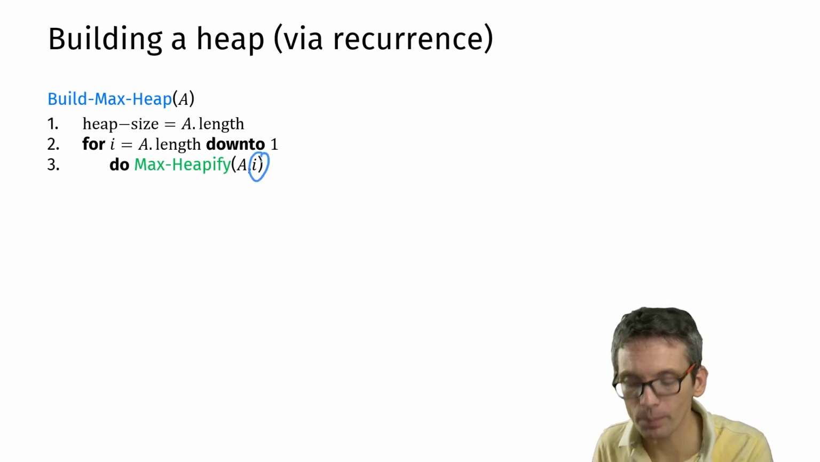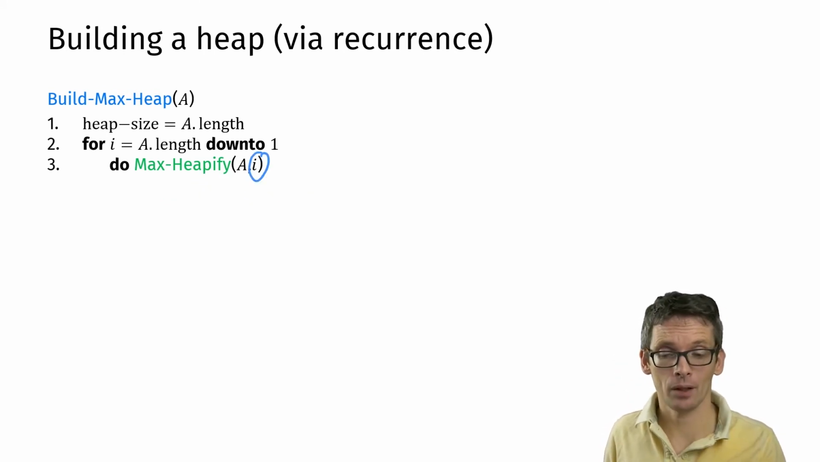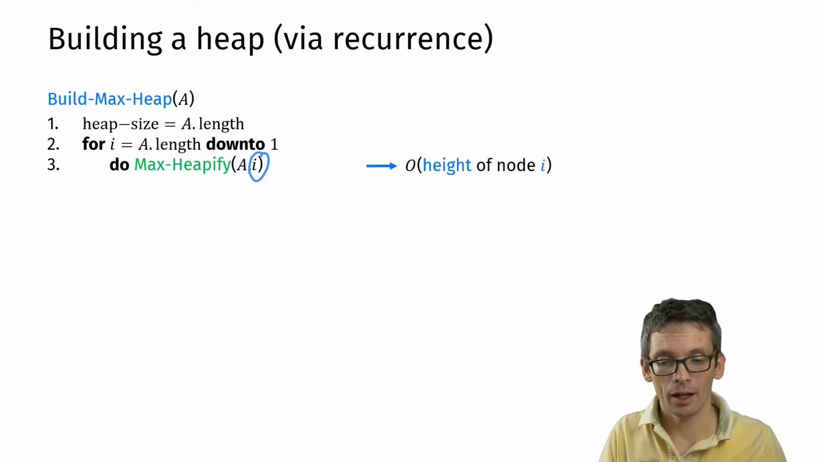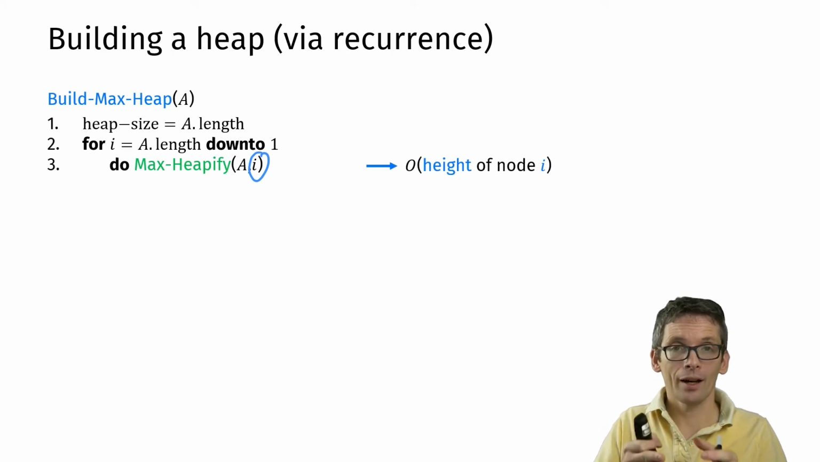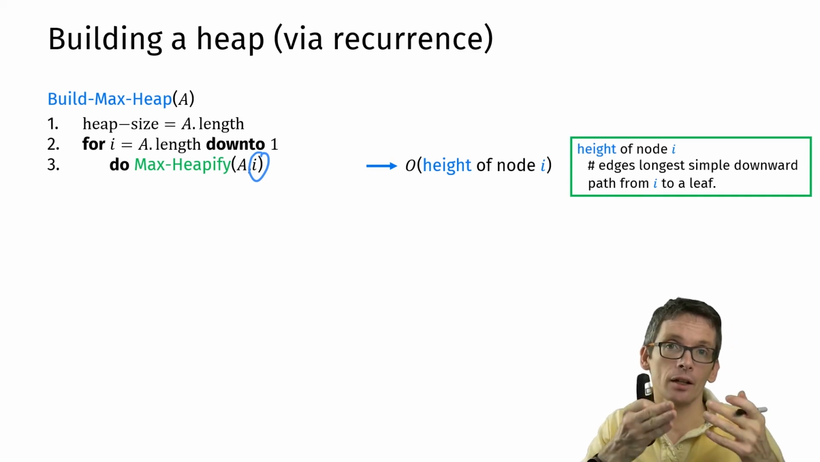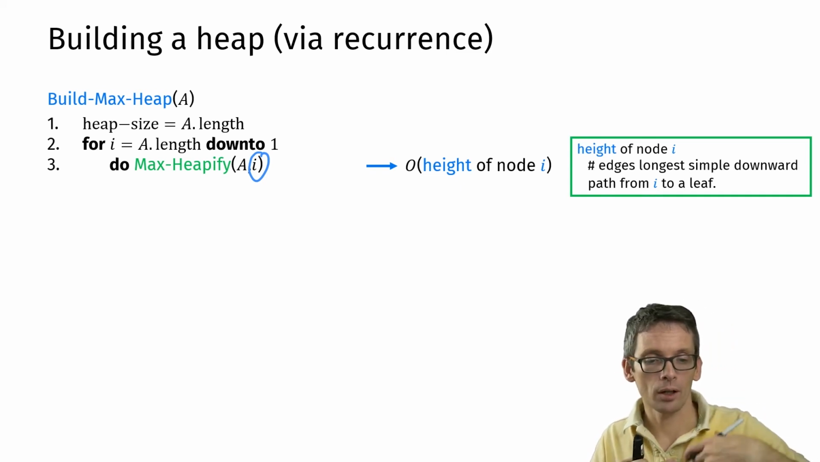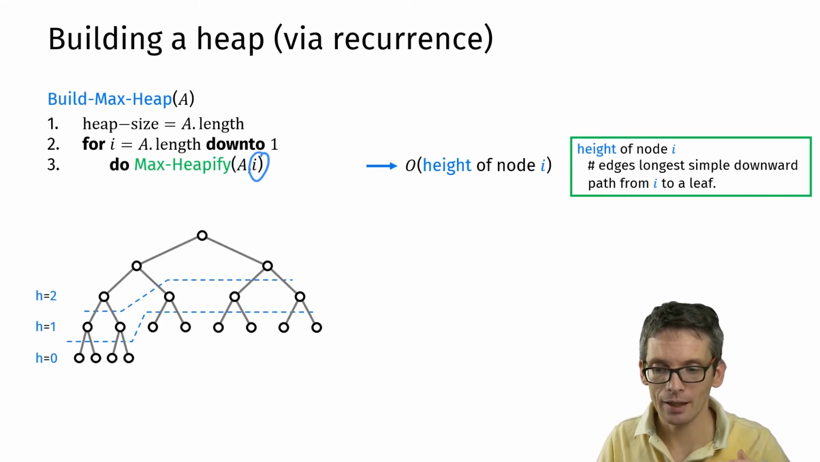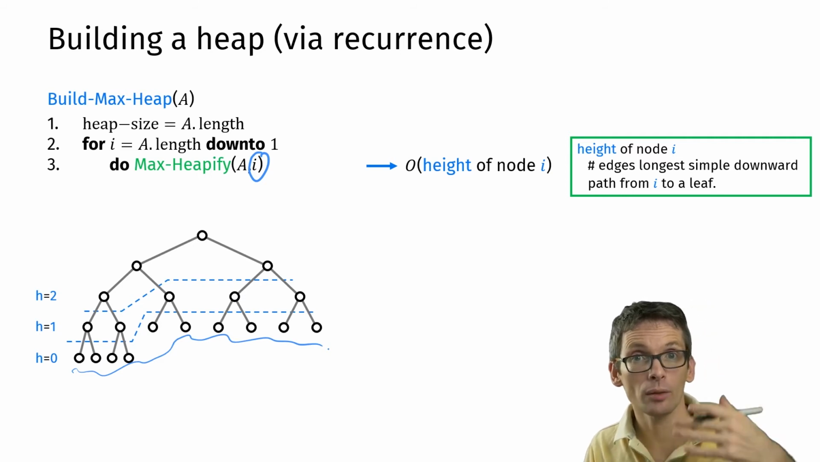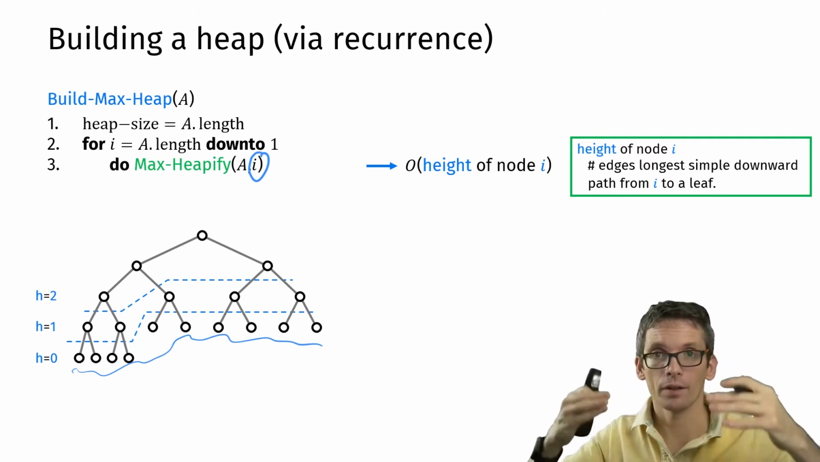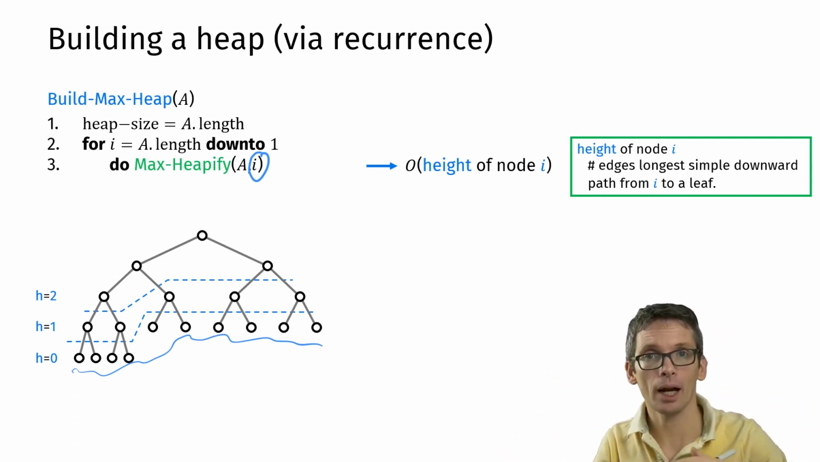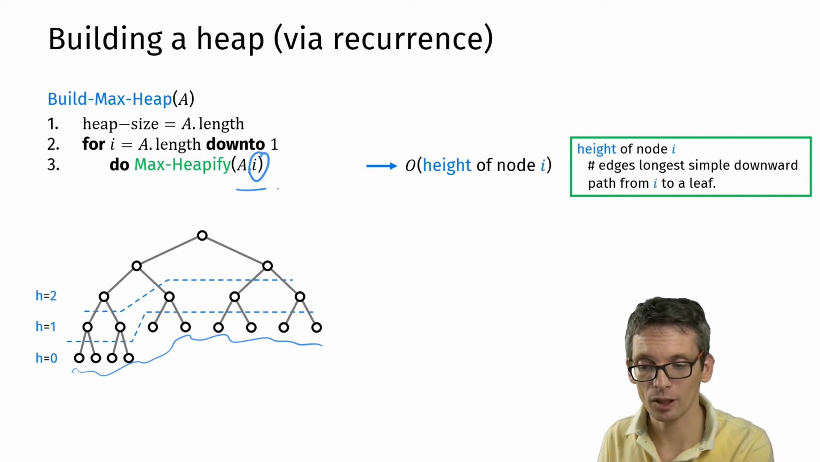The crucial part here is that we take into account the I. Because Max-Heapify on the node at position I actually has a running time of O of the height of that node. As a reminder, what is the height of a node? It's the number of edges of the longest path to a leaf. Let's see that by example. All of these nodes down here are leaves, so the longest path to a leaf is 0. Then above that I have height 1, height 2, and so on. The maximum height is log n, and that's why we had this bound of O of log n.